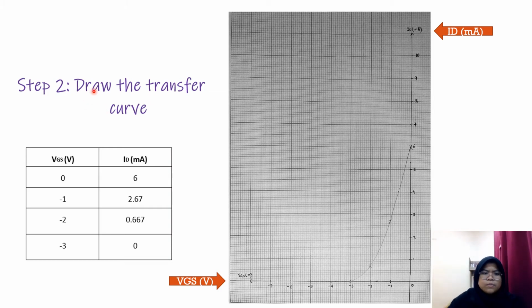So step 2 is to draw the transfer curve. The values of VGS and ID in the table must be plotted on the graph. On the y-axis is the drain current ID in units of milliampere, and on the x-axis is the DC gate-source voltage VGS in units of volts. So just plot the values calculated before between VGS and ID on the graph. So the transfer curve will become like this.